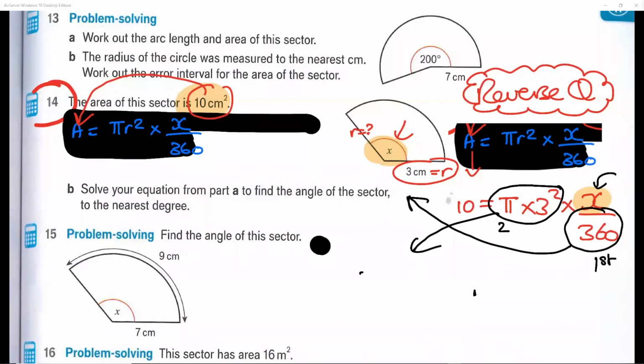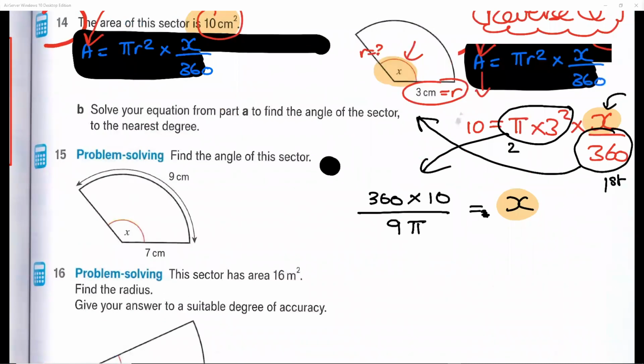So we're going to have now 360. Opposite of divide by 360 is times by 360. Opposite of times by 9 pi is divided by 9 pi. And then the answer is equal to X. Right. So everybody pop that into your calculator. Can we do some cancelling beforehand? How many 9s go into 36, Salia? That's 4. Okay, so we basically have 40 divided by pi is equal to X.